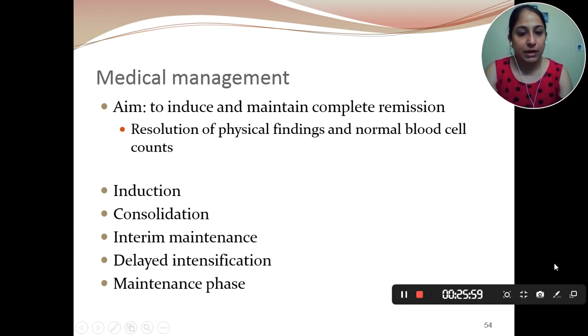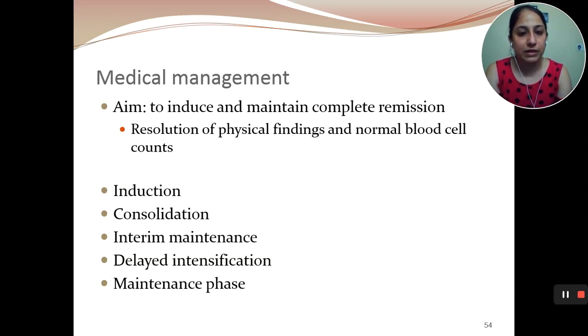Now the medical management is to induce and maintain complete remission, resolution of the physical findings and normal cell counts. These are the various phases in which the chemotherapeutic treatment of leukemia patients is carried out: induction, consolidation, interim maintenance, delayed intensification and maintenance phase.